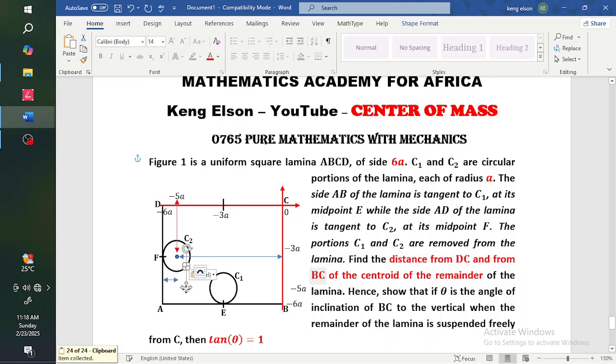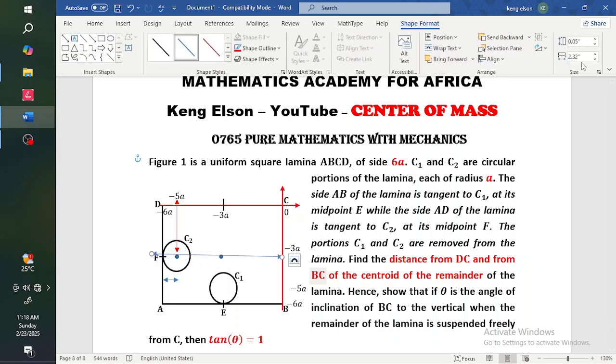Now the original center of my ABCD is here. Since it is tangent at the midpoint, it means that if I draw a line through F, you see this line here, this line passing through the center, it's going to pass through the center of my circle, and automatically also passes through the center of the whole plane.